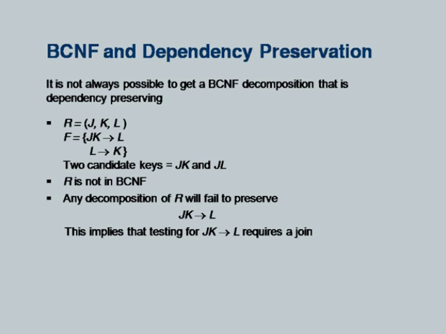So if you want to bring this into BCNF, you can be sure that JK goes to L will not be preserved. In other words, this particular example does not have a dependency preserving BCNF decomposition. Okay. So, if you are worried about dependency preservation, you cannot achieve it using just BCNF. That is the story. So, if you decompose using LK and LJ, to check if JK goes to L holds, you have to do a join.